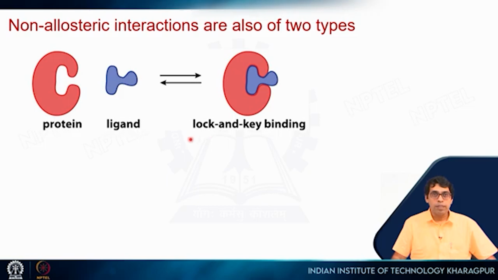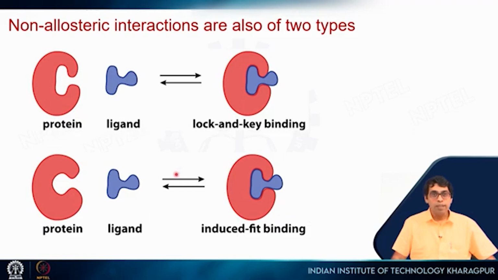So, this type of interaction is reminiscent of a lock and key interaction. There is a key which has a perfect complementary shape to the lock, so that the key will bind the lock. Another type of interaction is called induced fit binding.